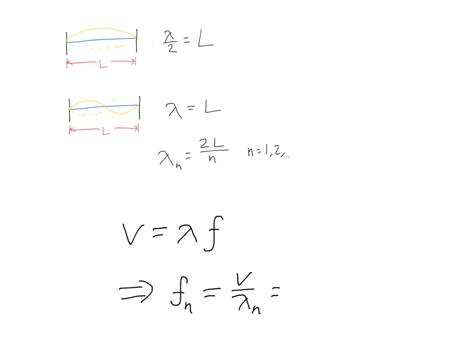And since we also remember how the velocity depends on the tension and the mass density of our string, we can get the following form where it is going to be n divided by 2L times the square root of tension divided by linear mass density. So this actually tells you two different ways that you can change the frequency on the string.